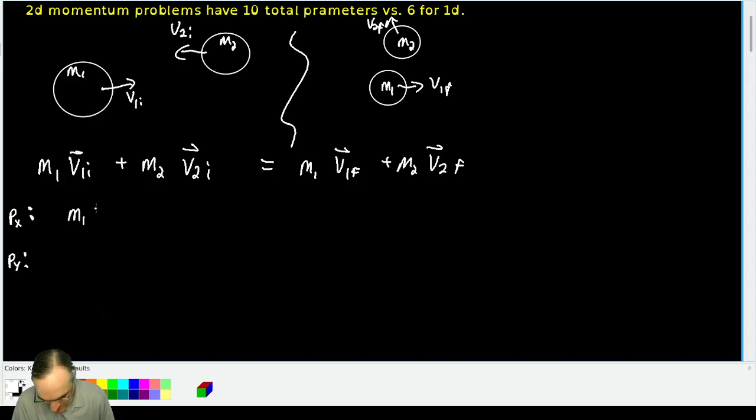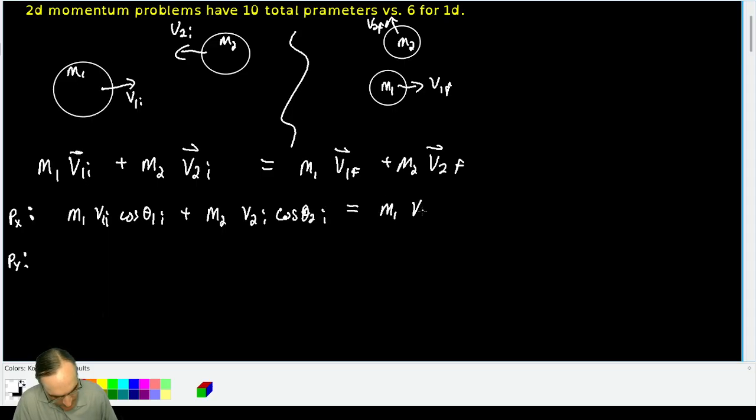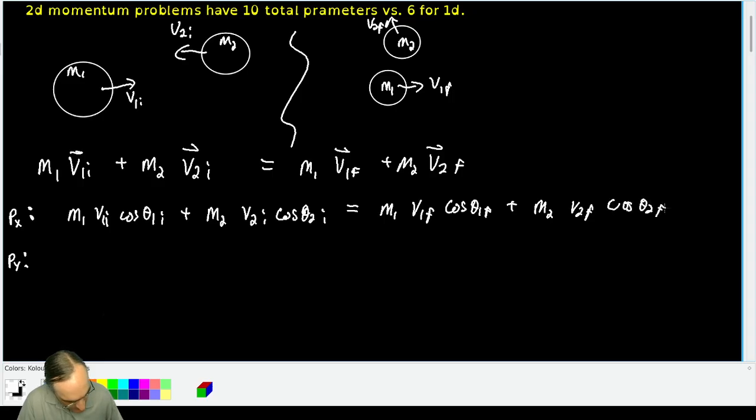So you'd get an m1 v1 initial cosine theta 1 initial plus m2 v2 initial, that's now the speed, cosine theta 2 initial. That would be equal to m1 v1 final, the final speed, cosine theta 1 final, plus m2 v2 final, again that's the speed, cosine theta 2 final. So here you can see a lot of the parameters. We've got the masses, we've got the speeds, initial and final, and we've got the angles. 1, 2, 3, 4, 5, 6, 7, 8, 9, 10 total parameters. The same parameters show up in the y equation.